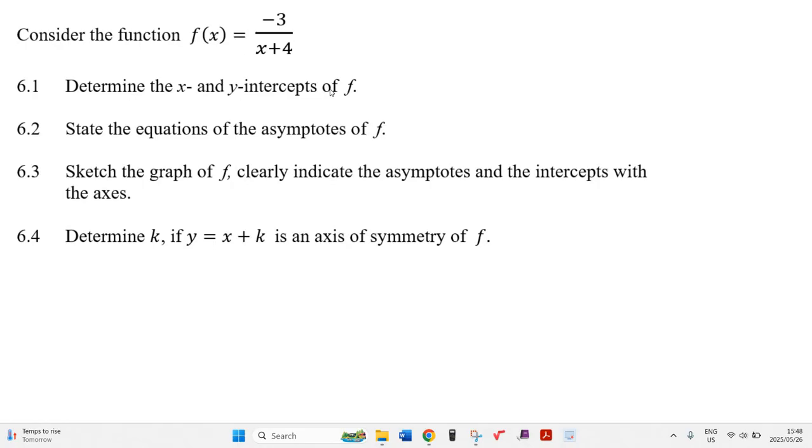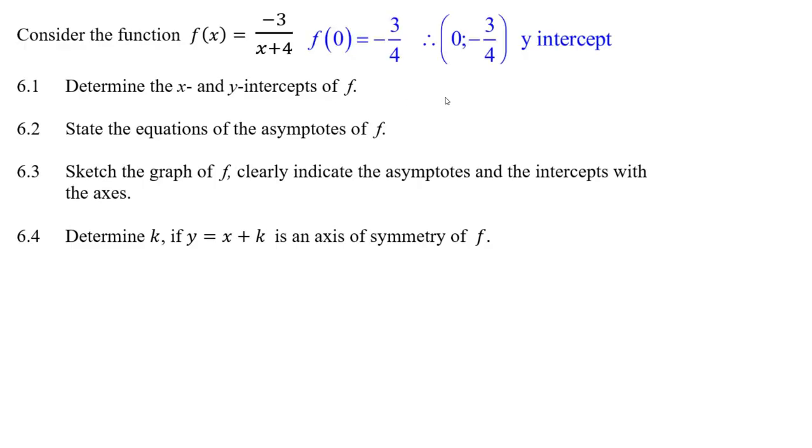Determine the x and y intercepts. Well, the y-intercept is pretty easy because you just take 0 and put it in there and you get minus 3 over 4. 0 and minus 3 over 4 is the y-intercept. What about the x-intercept? Well, we let y equal 0.